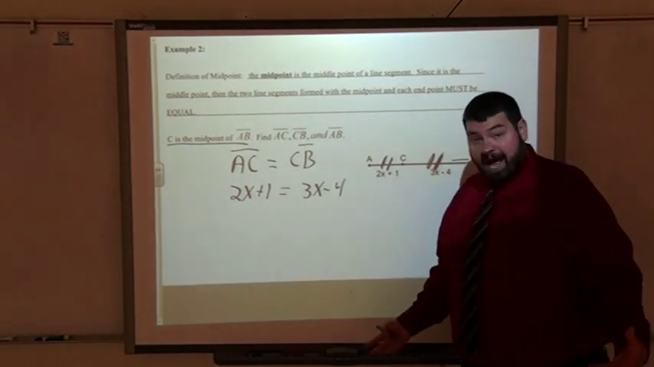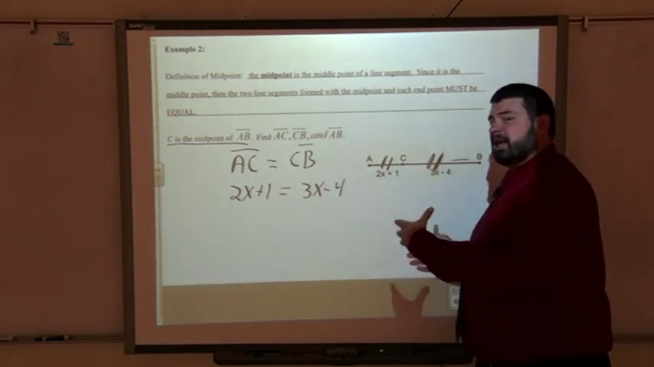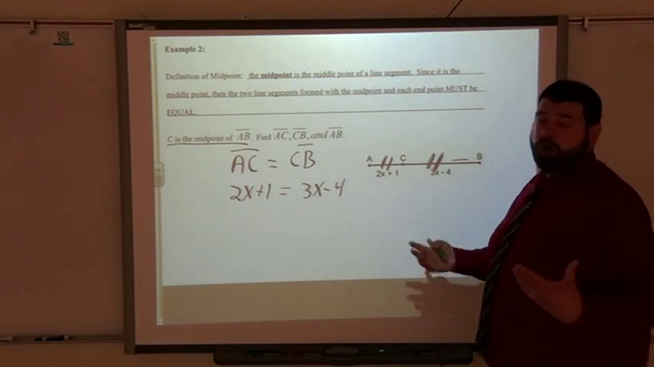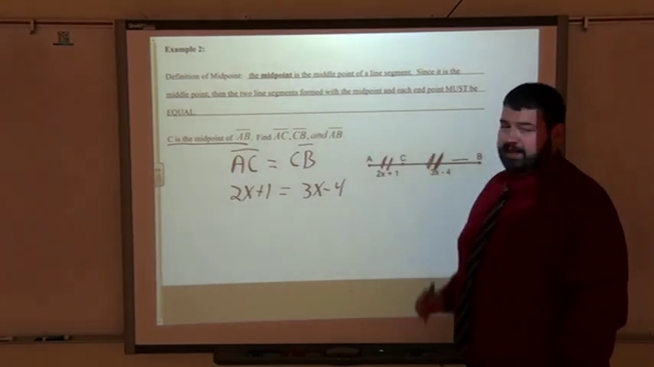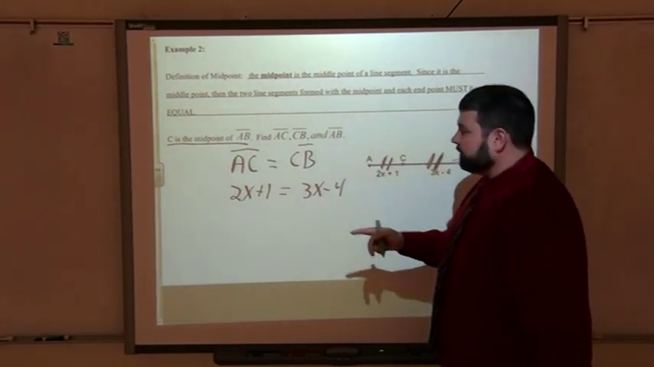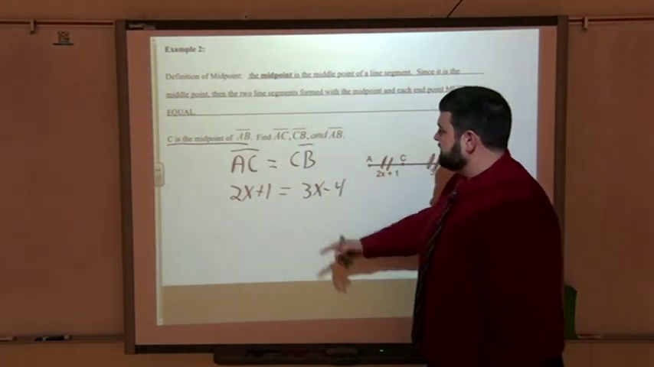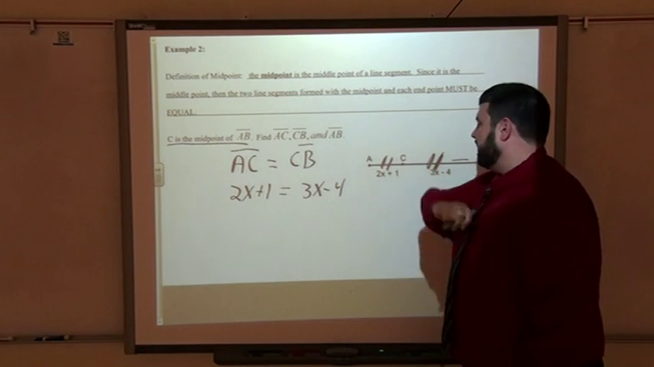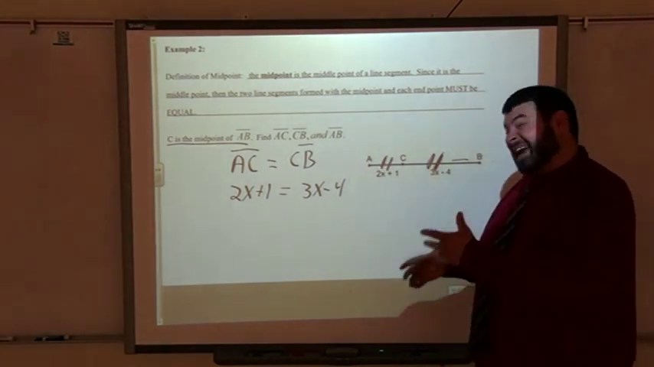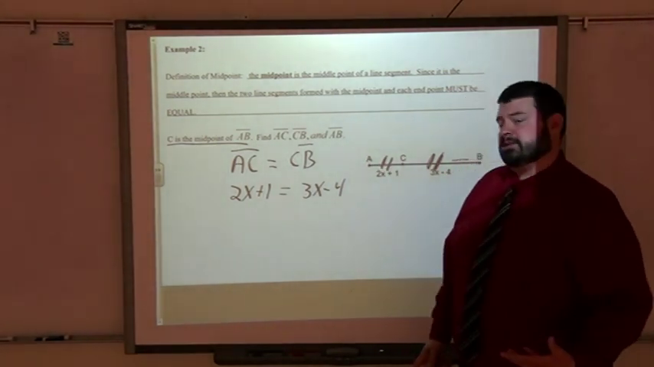I'm not told what they add up to equal because this is a slightly different problem. I don't know what they add up to equal, but I will find it out. Now notice for this problem, it doesn't tell us to find x. It tells us to find out what AC is, what CB is, and what AB is. But I need x to find those things.